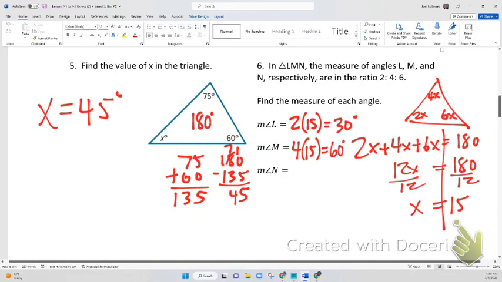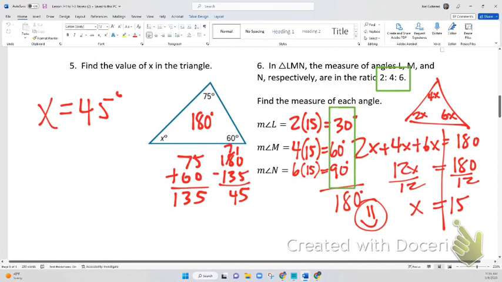And then for N, all I'm doing is just looking at the ratios over here, guys. So the 2, the 4, the 6. For the N, it's just 6 times x, which is 6 times 15. And that gives you 90 degrees. The only way you're going to know that you did this correctly is if you add them all up and they give you 180 degrees. Then that means that you've done it correctly. In this case, we have. So all of these are my answers.